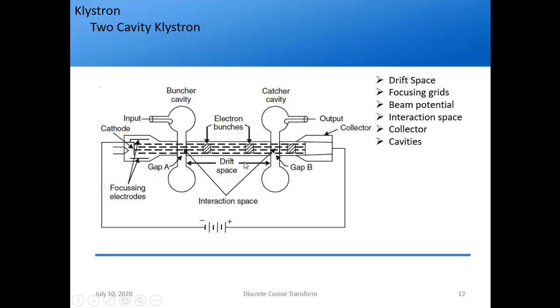So what is that interaction, we'll see during the working. Then we have the collector we discussed, and the cavities also we discussed. So let's see how a two cavity klystron works. Okay. So once you switch on the source, what will happen?